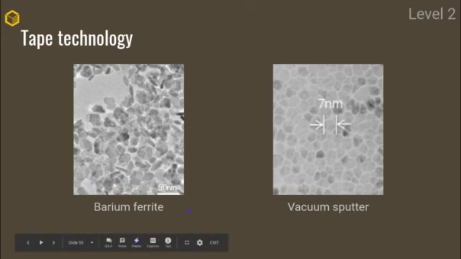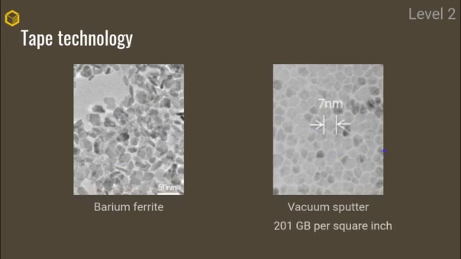Before, we were using a process called barium ferrite to build this underlayer, and currently we're using a process that uses vacuum sputter. And here we can clearly see this is a 50 nanometer scale, and this is a 7 nanometer scale. Here we're taking a picture of a crystal organization on the top layer. You can see that this one is very, very uniform, as this one is absolutely gorgeous. And this new technology actually allows us to have 201 gigabits per square inch. And so this promises a bright future for the scaling of tape technology.